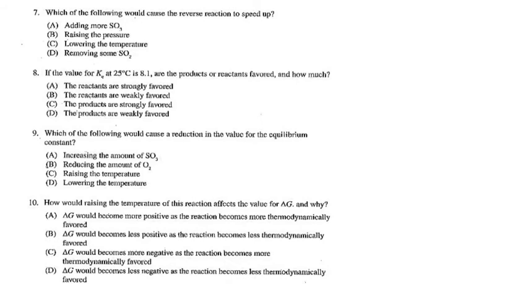So that right away gets rid of A and B, and we're down to C and D. Now, whether it's C or D depends on this very odd statement, which is how much. Is it strongly favored or weakly favored? That depends on your interpretation. I would choose weakly favored because we've seen Kcs that are 500, 1,000, 1,000,000. So I would choose weakly favored here.